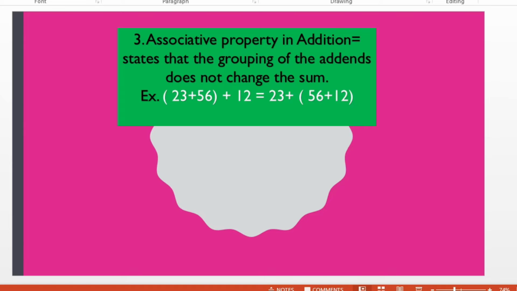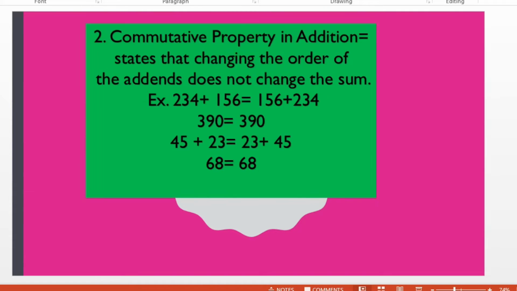Associative property in addition. Associative property in addition states that the grouping of the addends does not change the sum. So, ang kaibahan po ng commutative at saka associative, dito sa associative, mapapansin mo, they have the word grouping. So, ibig sabihin, nakagroup yung problems. Unlike dito sa commutative, wala tayong makikitang nakagroup.